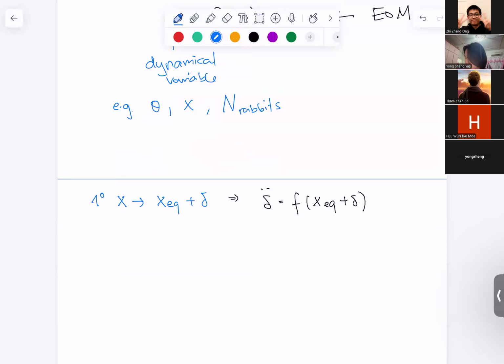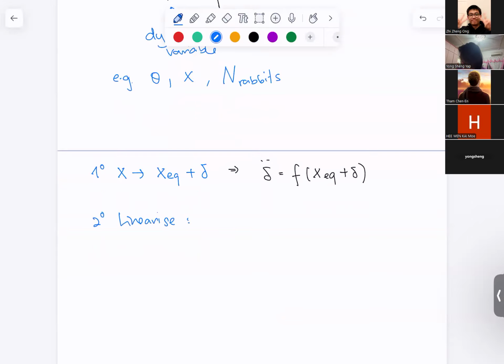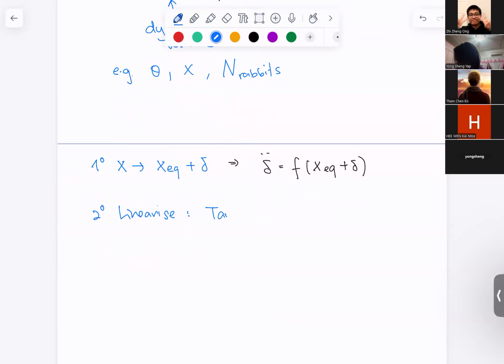Okay. The second thing is to linearize, using Taylor's formula. Taylor tells you that f of x plus a... maybe I should use something different. Taylor expand. Let's just write it like this.